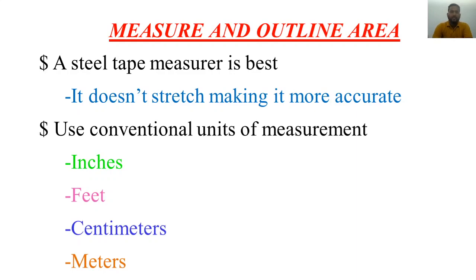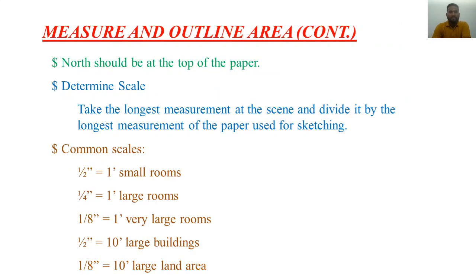For measurement, one should use conventional units of measurement such as inches, feet, centimeters and meters. Then north should be at the top of the paper, as I said before. Then you should determine the scale. For scale, take the longest measurement at the scene and divide it by the longest measurement of the paper used for sketching. So this is the rule for scale. Here are some common scales. As you can see, these are the common scales.